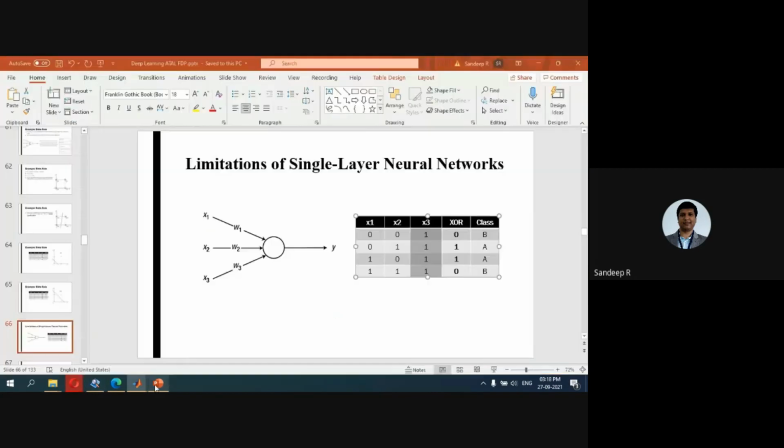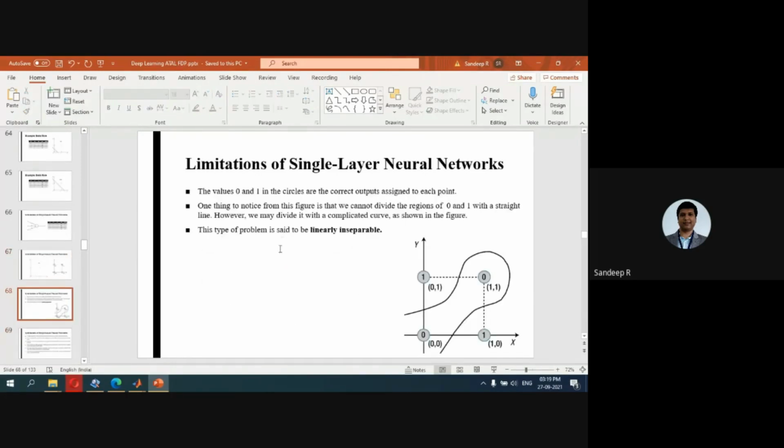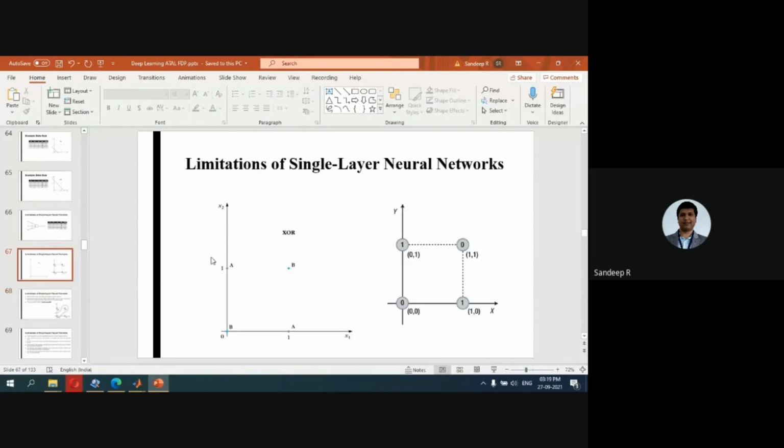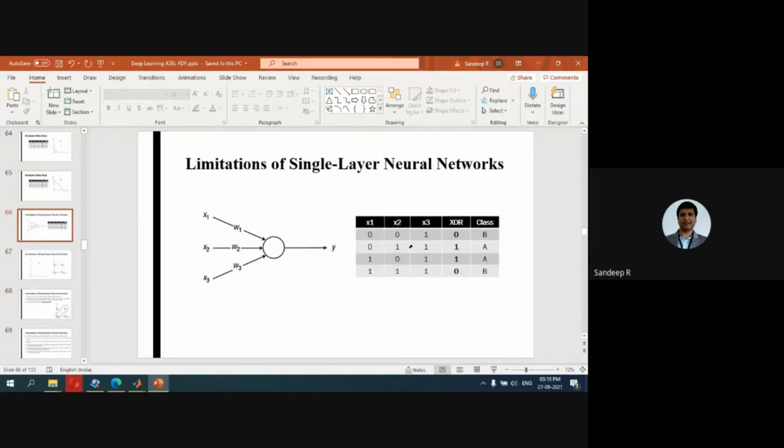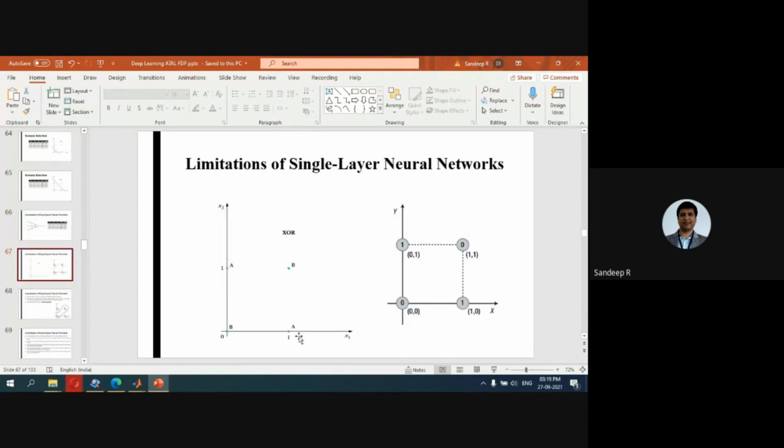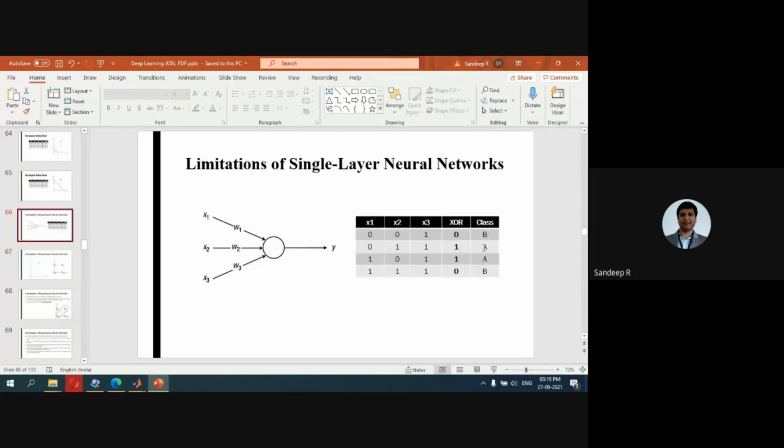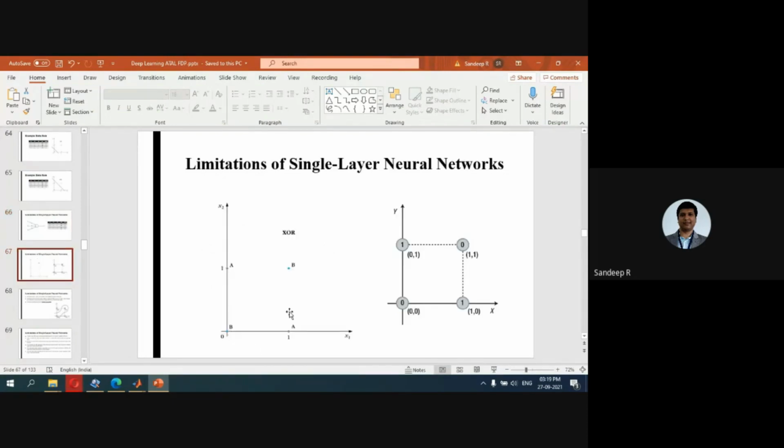Why did it fail? We could solve the AND problem, we could solve the OR problem, and other problems could have been solved, but the XOR problem was not solved using this single layer neural network. What was the issue? Let's project this onto the diagram. 0, 0 is 0, 0, 1 is 1, 1, 0 is 1, 1, 1 is 0. So if I project this, this and this belong to one class, and this and this belong to another class. So 0, 0 is B, 1, 1 is B, 0, 1 is A, 1, 0 is A.